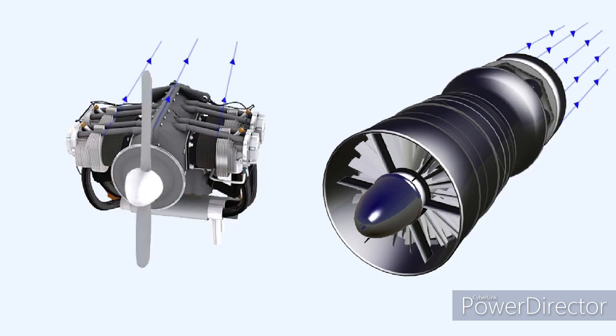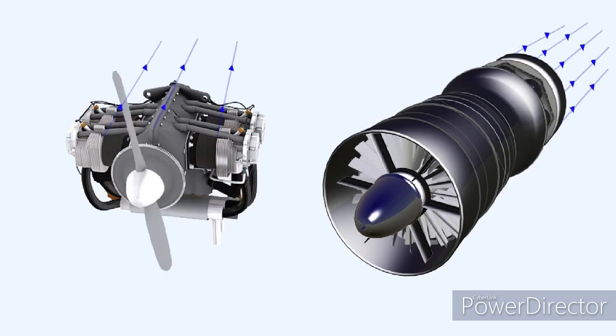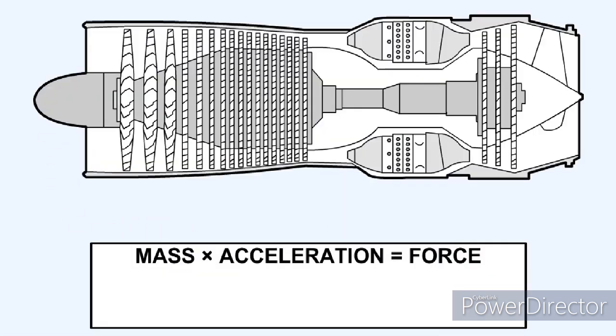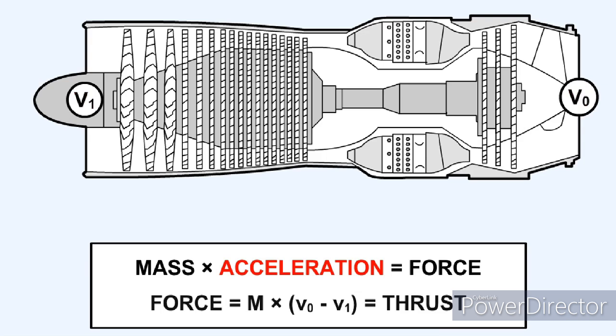The principle of the gas turbine engine is basically the same as that of the piston engine propeller combination. They both propel a mass of air backwards. Mass times acceleration equals force. In a gas turbine engine, the mass, m, mentioned in the equation is the air delivered by the compressor. The acceleration in the equation is the difference in the outlet velocity of the air, V0, to that of its inlet velocity, V1, due to the addition of heat energy. Force equals mass times V0 minus V1, which equals thrust.